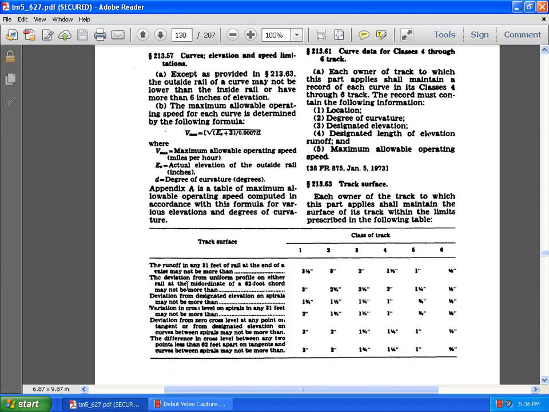The deviation of zero cross level at any point on tangent, or designated elevation on curves between spirals, may not be more than 3 inches, 2 inches, 1 3/4 inch, 1 1/4 inch, 1 inch, and 1 1/2 inch. The difference in cross level between any two points less than 62 feet apart on tangent, curves and between spirals may not be more than 3 inches, 2 inches, 1 3/4 inch, 1 1/2, 1 1/4 inch, 1 inch, and 3/16.